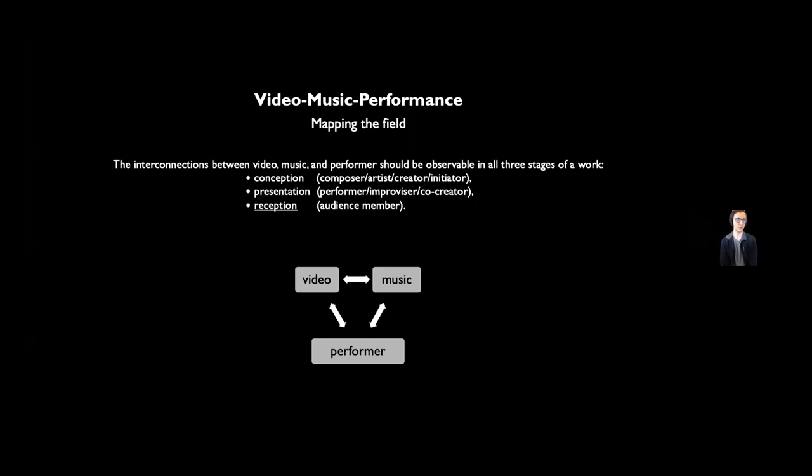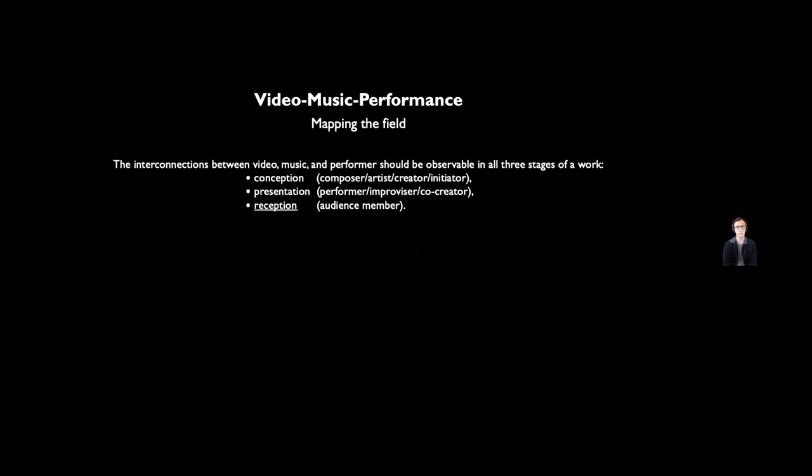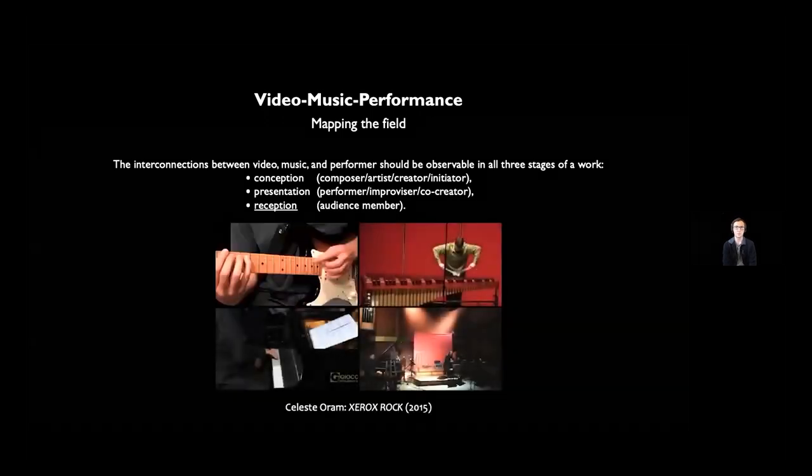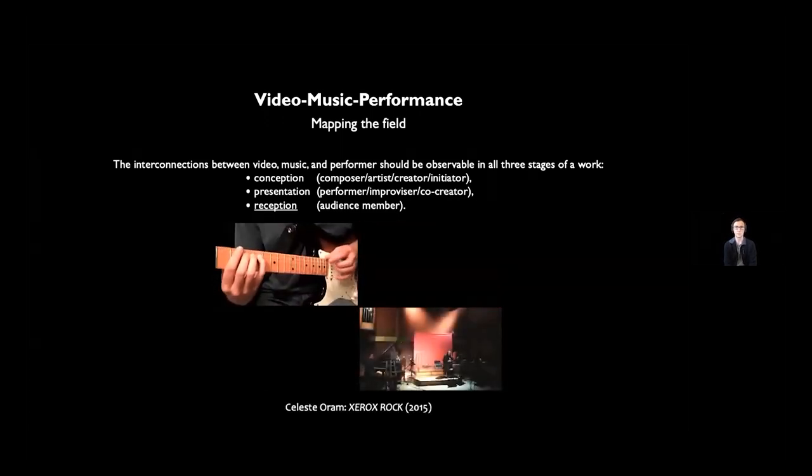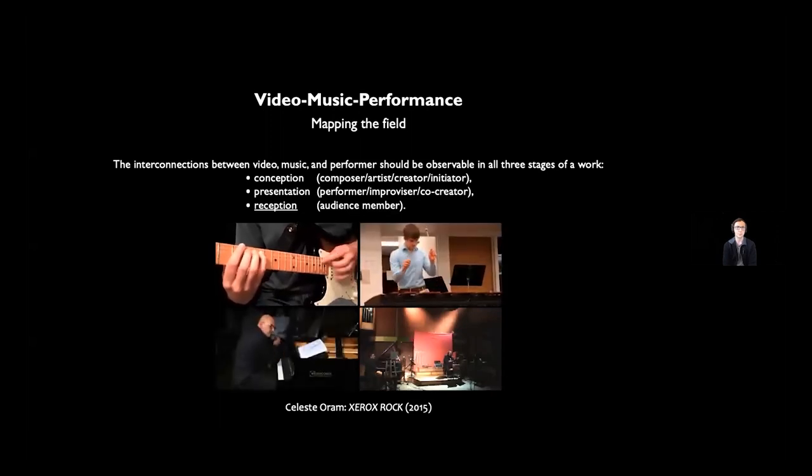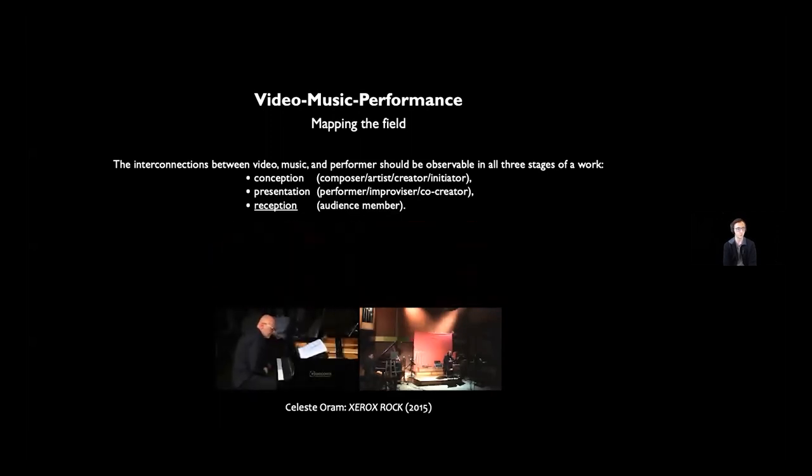For the final stage of reception, if one of the layers of the triumvirate is not visible or audible, then I consider that the work is not a video music performance. For example, a composition that is based on a video score, which the audience cannot see, falls out of this genre for the absence of performer-video relationships in the spectator's perception.